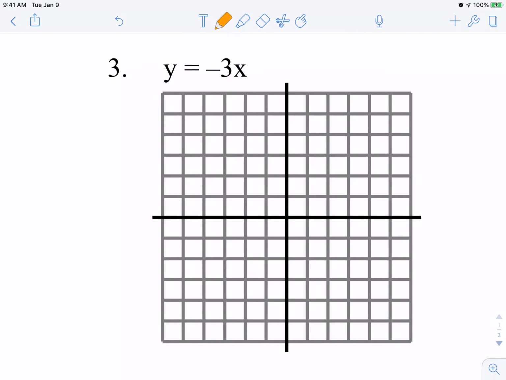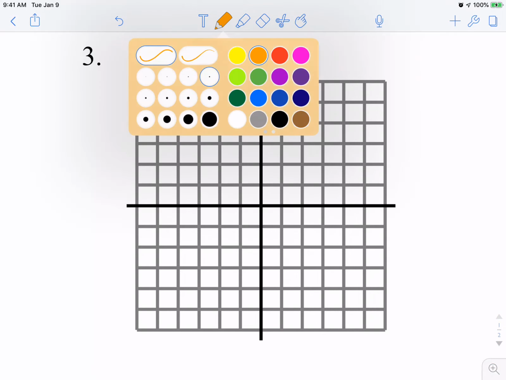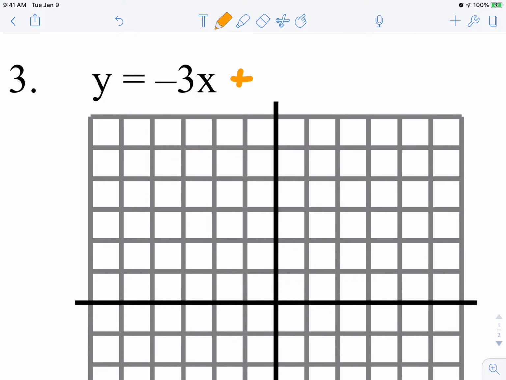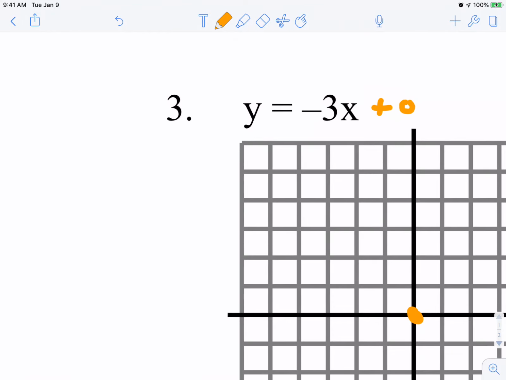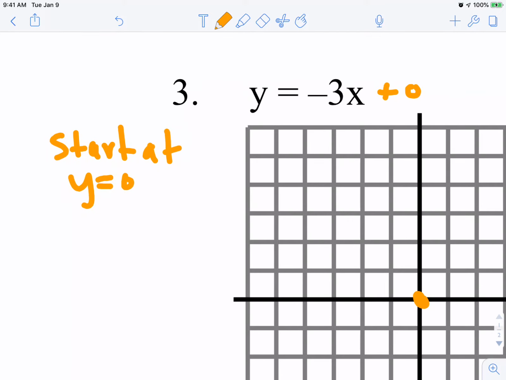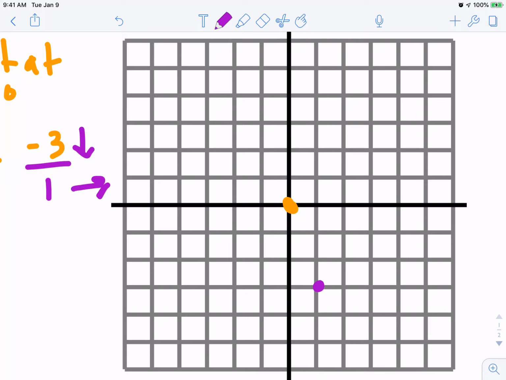Okay, number 3. My hint is if the y is by itself, just do slope intercept form. So there's no number over here, so I can put a 0 there. That's where I'm going to start. So I begin at y equals 0. And then my slope is -3. I'm going to put a 1 underneath it. That means I'm going to go down 3, and always go to the right 1 time. So from my point, I'm going to go down 3 and right 1.